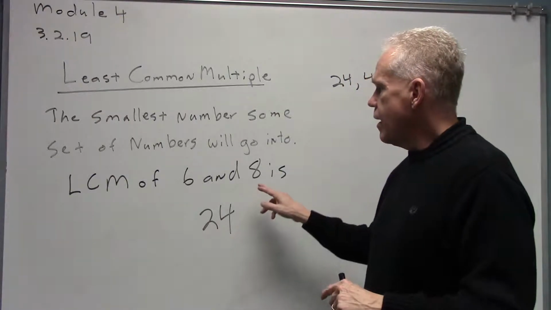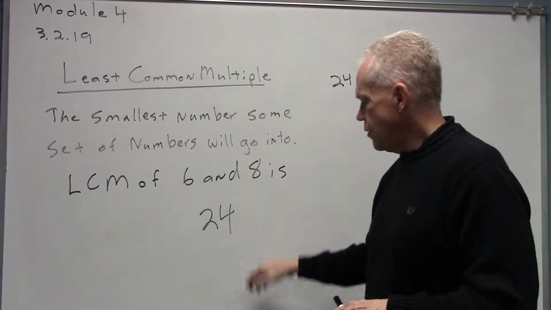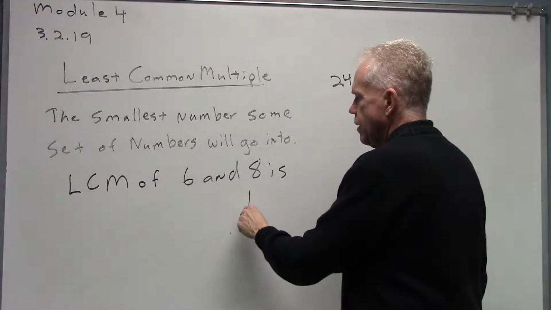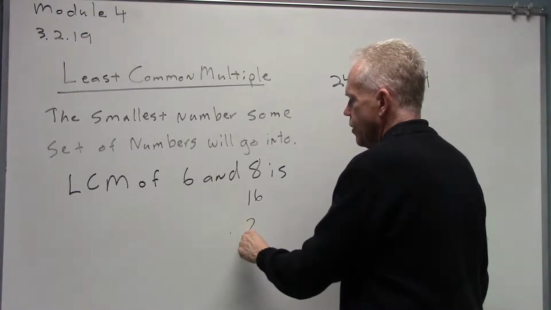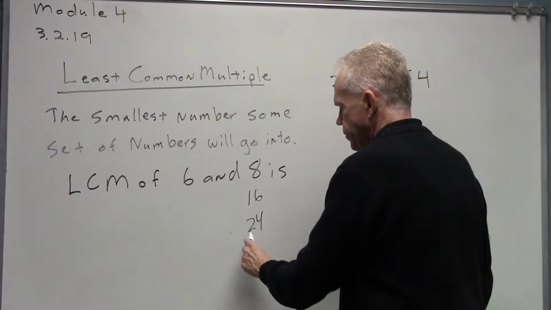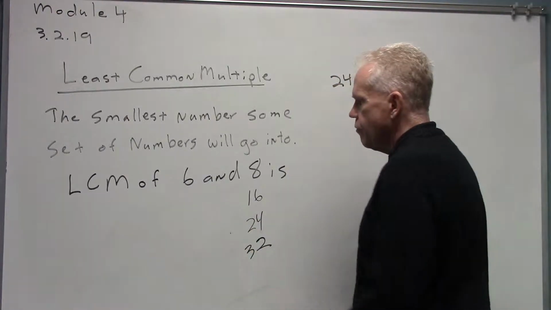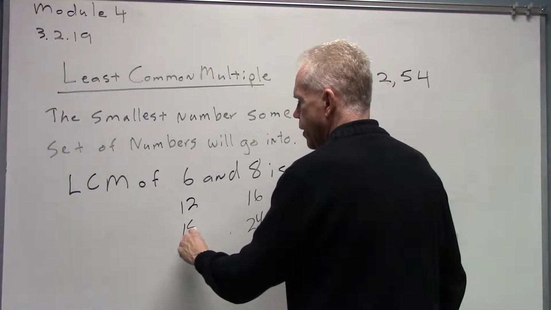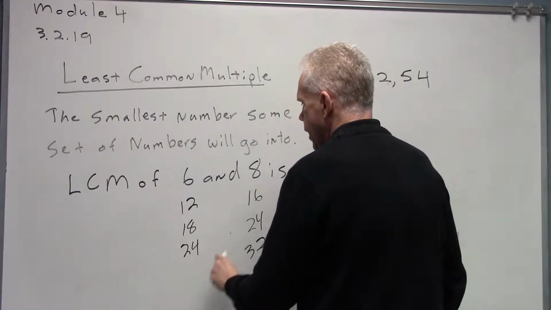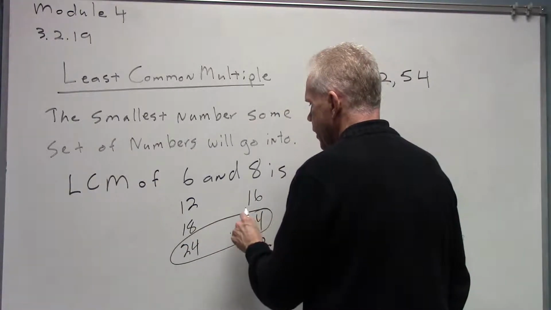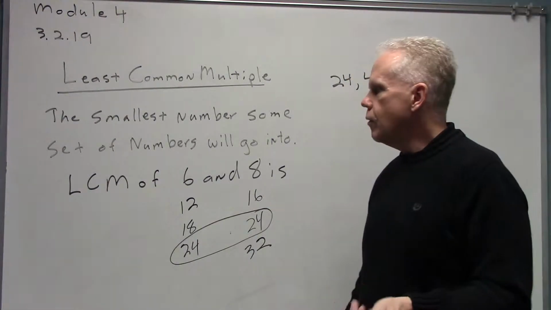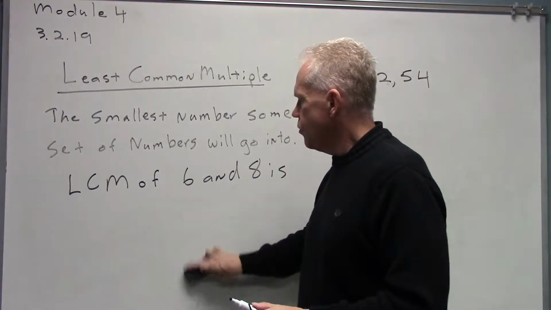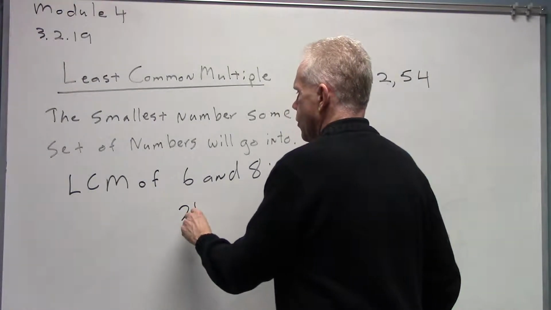We can check that by realizing multiples of 8. If we do multiples of 8, we would get 8 times 1 is 8, 8 times 2 is 16, 8 times 3 is 24, 8 times 4 is 32. And then if we check that against the multiples of 6, we would get 6, 12, 18, 24. And the first number, the smallest number that comes up on both lists is 24. So that's one way to find a least common multiple. So the LCM, least common multiple of 6 and 8, is 24.